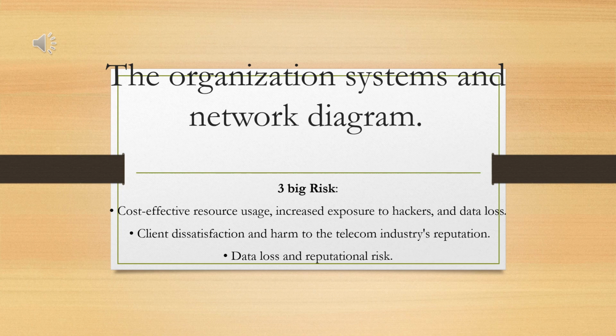Here we're going to see the organization's systems and network diagram. The three big risks that we need to be aware of are cost-effective resource usage, increased exposure to hackers, and data loss.